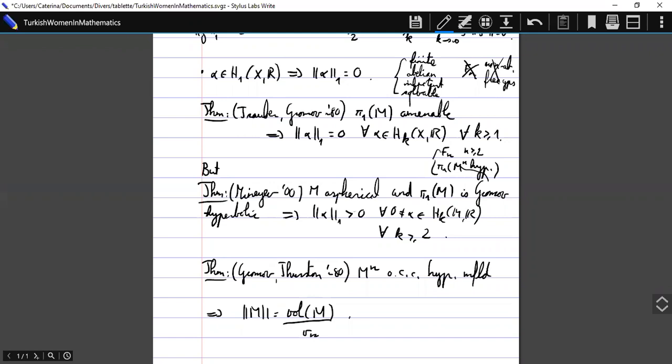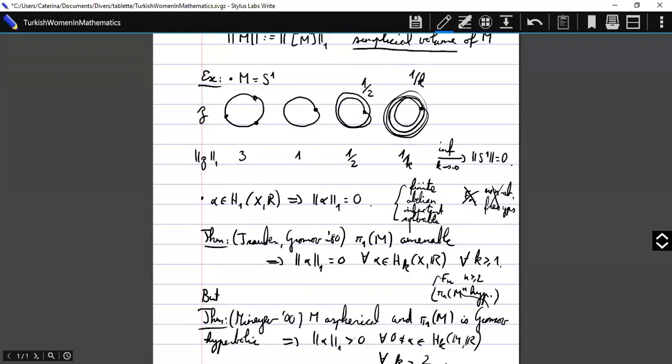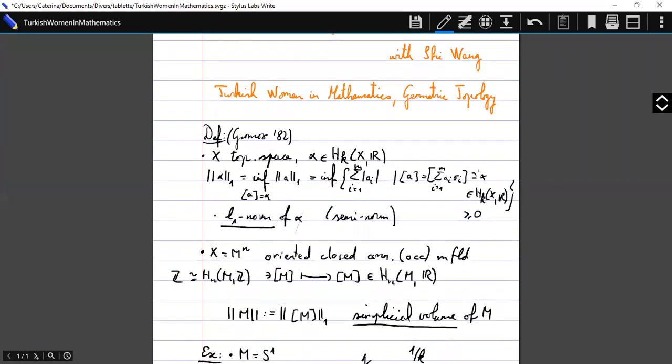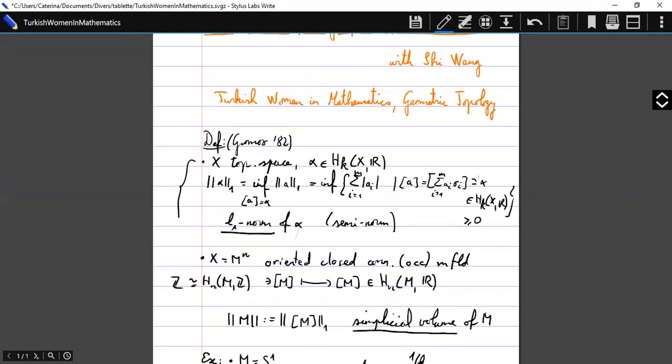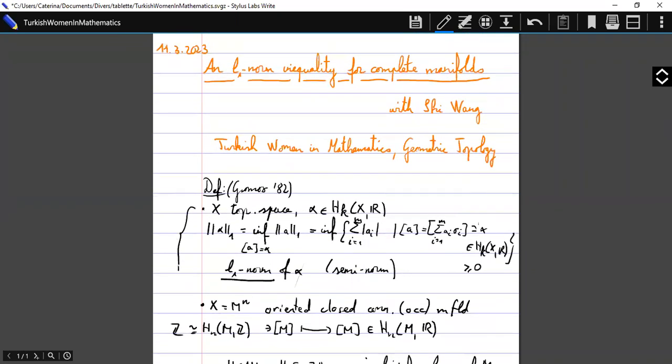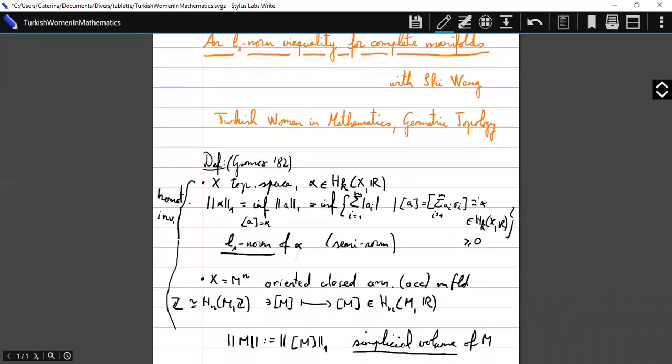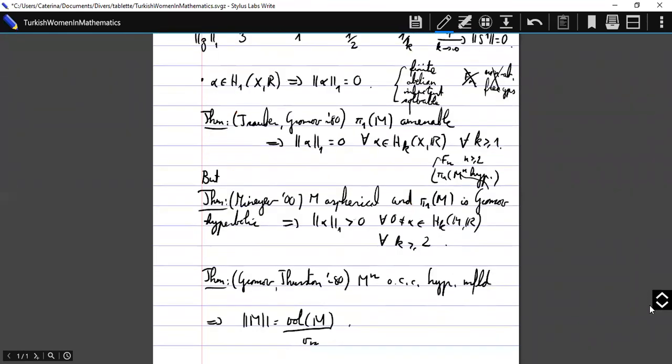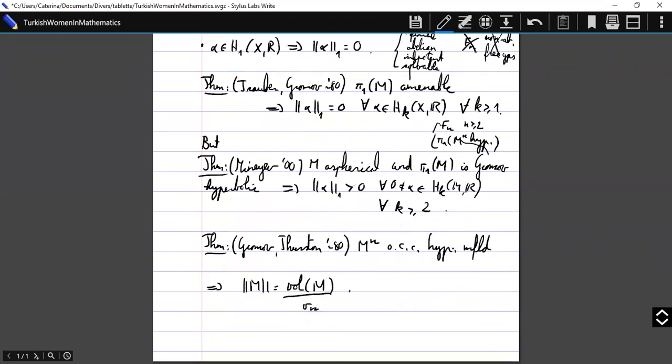So I forgot to say when I defined the L1 norm and the simplicial volume, that these things are homotopy invariants. Okay, they depend on the homotopy type of the manifold. So they are topological invariants. But now you see here with this theorem that in the case of hyperbolic manifolds, this topological invariant actually is the same as this very geometric invariant, the volume. Okay, that's also why the simplicial volume is called simplicial volume.